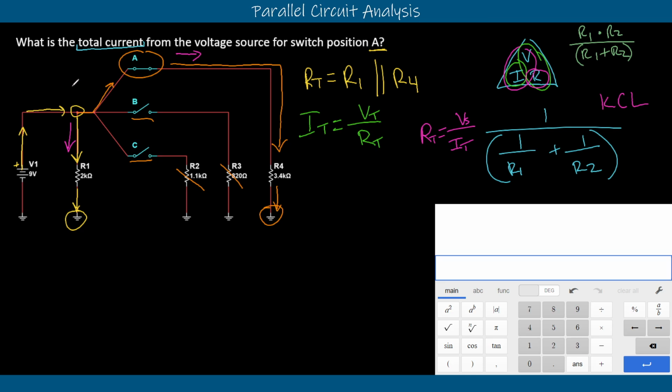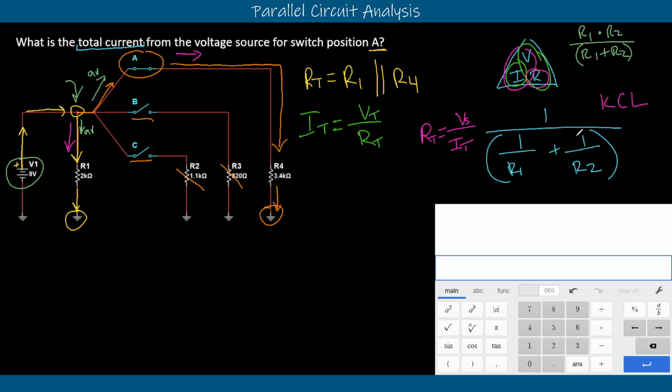And so that means that at our node way back over here, when R1 split, the voltage that went down towards R1 was 9 volts, our voltage source. Right? And the voltage that went up towards switch A was also 9 volts. They both got the same thing, which means voltage stays the same in parallel.